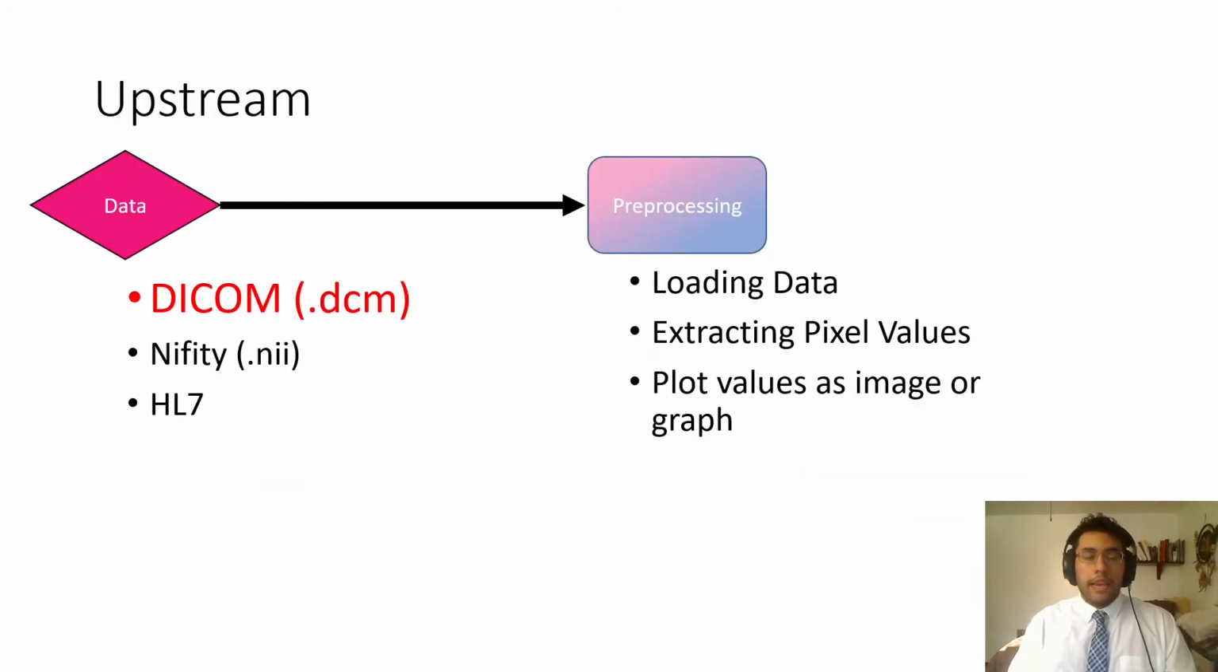Here, our data can come in the form of DICOM files. In research, they're also known as NIfTI files, which is a form of neurological imaging files. And HL7 is a form of electronic health record. It's a way data is stored about the doctor who diagnosed the patient, the patient's name, things like that. This data is usually moved into pre-processing, where we're loading data into a memory or a programming object that can be manipulated, and we can extract information that matters. In our case, for this example, we're going to be extracting pixel values out of that, and we'll plot some of these values as an image or a graph.